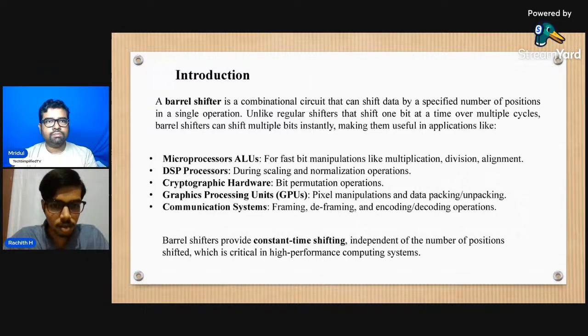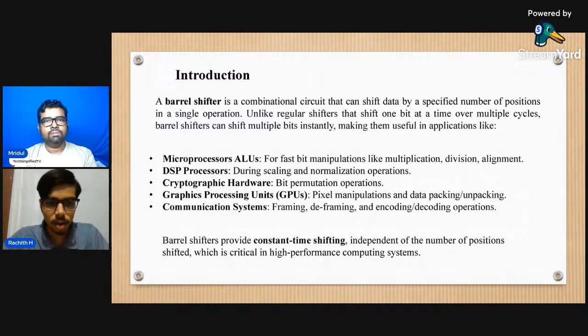So the next one which you come across is cryptographic hardware. Barrel shifters are an important block in cryptographic hardware that allows faster shifting for efficient implementation of shift-based permutations. There are some bit permutations which will occur. So a barrel shifter is crucial for speed and performance.